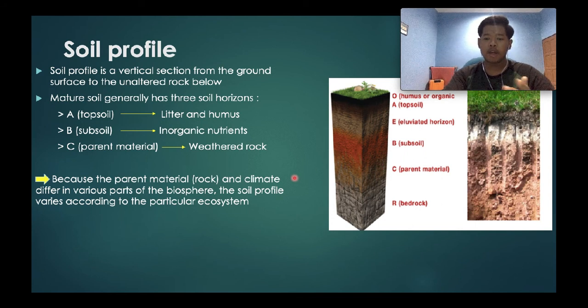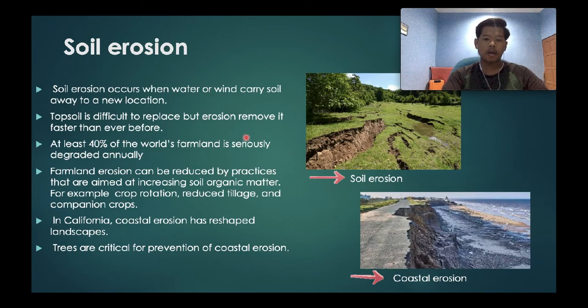Next, we will be moving on to soil erosion. Soil erosion occurs when water or wind carries soil away to a new location. Topsoil is difficult to replace, but erosion removes it faster than ever before. To summarize, we can say that erosion removes the A horizon, the topsoil.